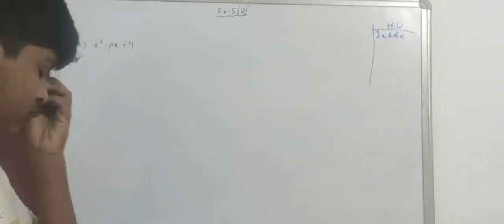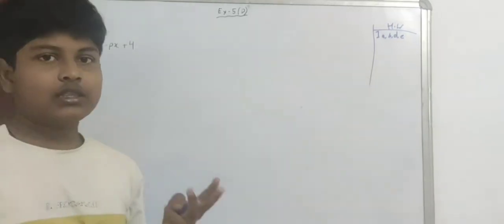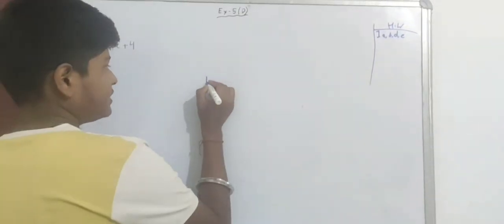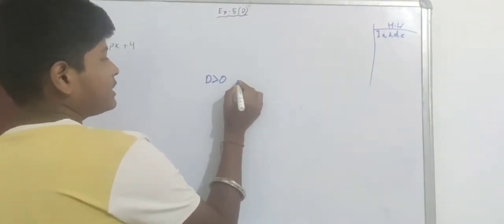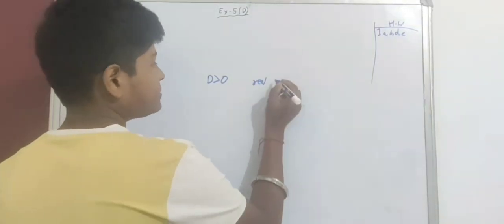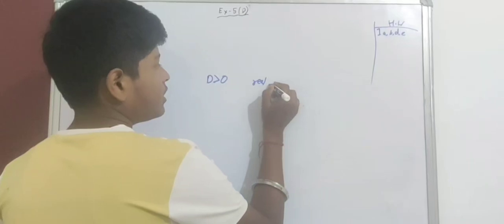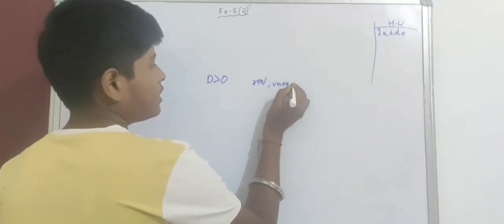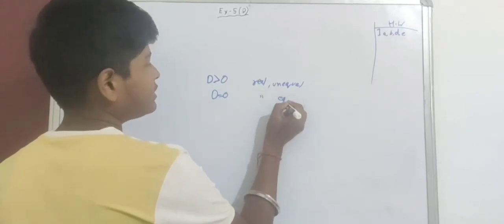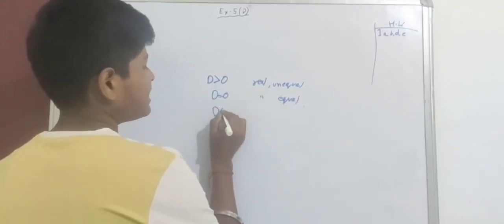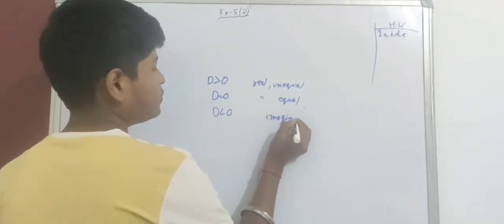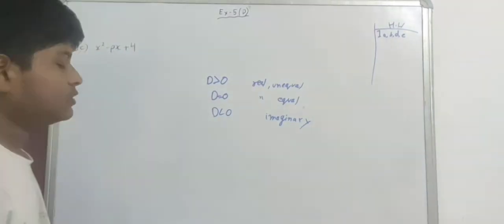Now in this exercise we have to remember three formulas or three things. If the discriminant is greater than 0, then the roots are real but unequal. If D is equal to 0, then roots are real and equal. But if D is less than 0, then imaginary roots, meaning no real roots exist.